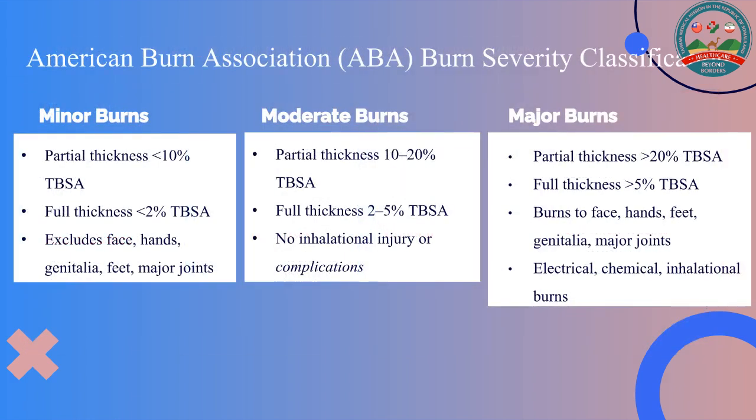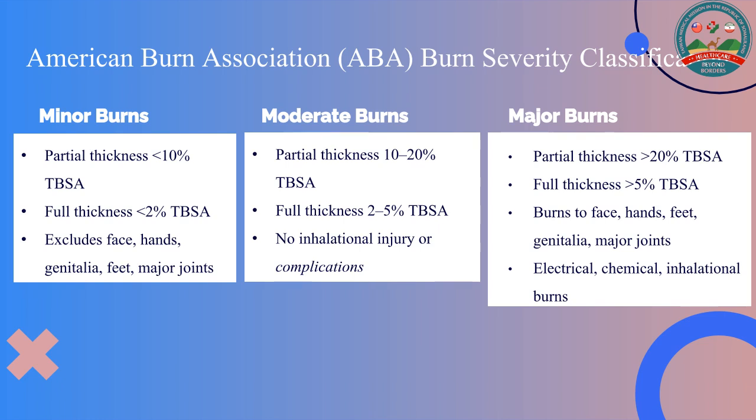Next, let's look at how the American Burn Association classifies burn severity. This system helps nurses decide how serious a burn injury is and when a patient needs higher-level care. Minor burns include partial thickness burns less than 10% TBSA or full thickness burns under 2%. These cases exclude burns involving critical areas such as the face, hands, feet, genitalia, or major joints. Moderate burns cover partial thickness burns between 10 and 20% TBSA and full thickness burns between 2 and 5%.